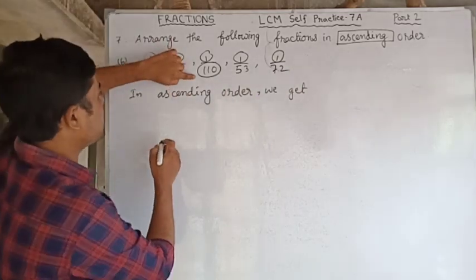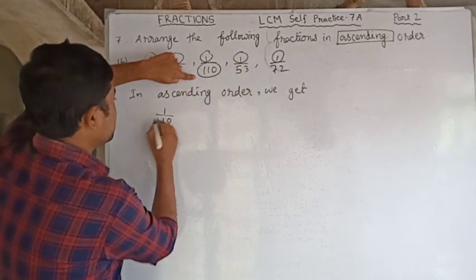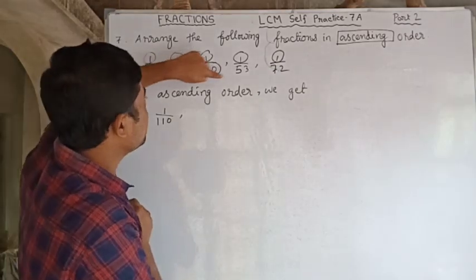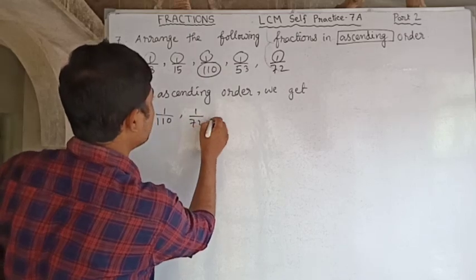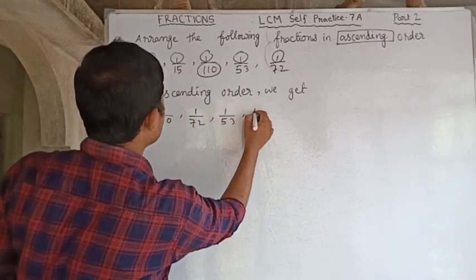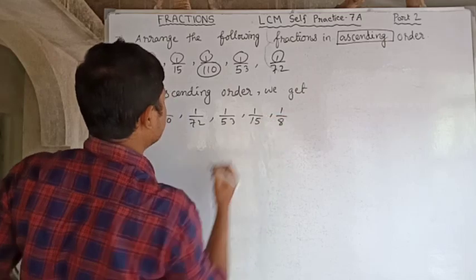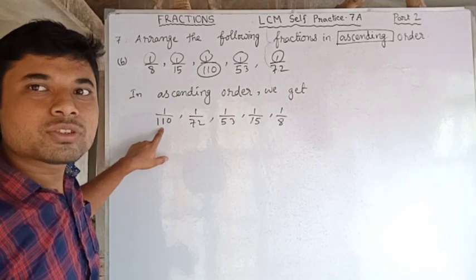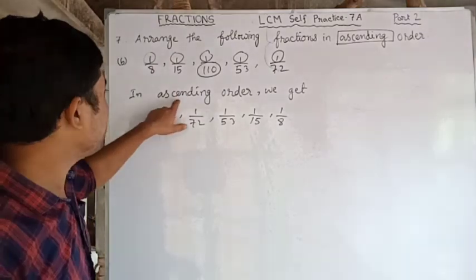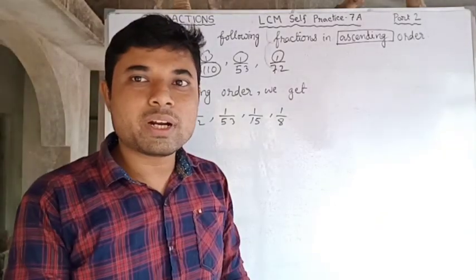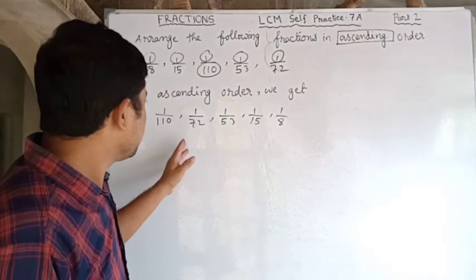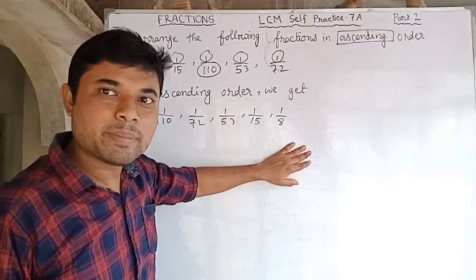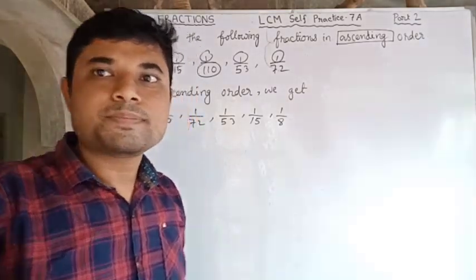Okay, so first, which is the largest? This will be the smallest fraction. After 1/10, 1/72, then 1/53, then 1/15, then 1/8. Look, the larger denominator gives the smaller fraction, because you have to find the ascending order, first the smaller number, then the next. 1/72 like this. Is it clear, my dear student? Okay, so hope you understand it.